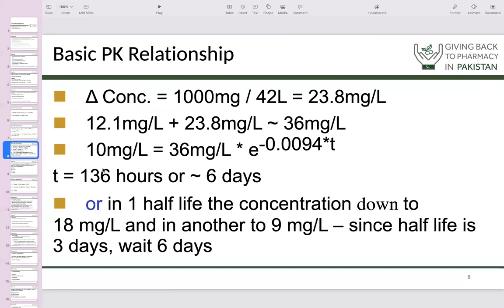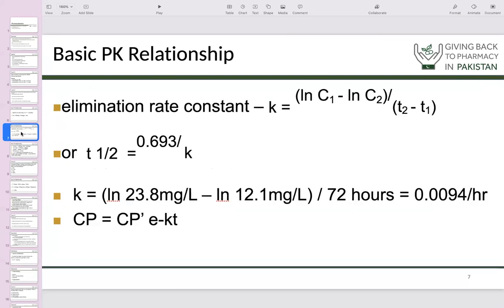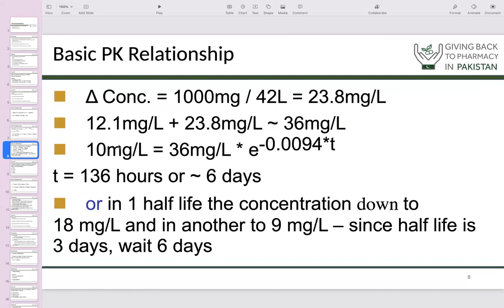So putting all these values into our previous equation, Cp equals Cp naught e to the power minus Kt: 10 milligram equals 36 milligram multiplied by e raised to the power minus 0.0094, that is the elimination rate constant, times time. That is the time we need to calculate. If you solve this equation by taking the natural log of both sides, it will convert the e, and the answer for T will be 136 hours, or approximately 6 days.